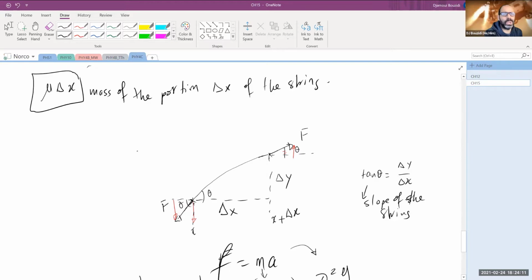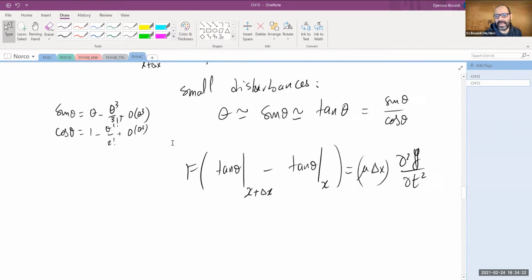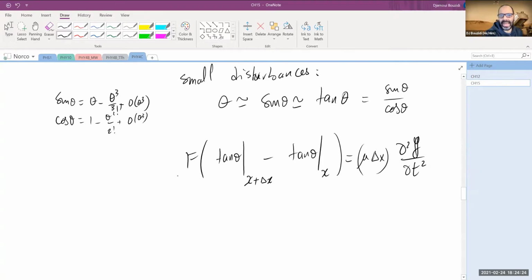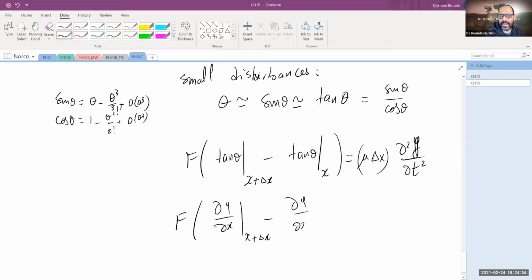And in the limit when delta x is small, delta y over delta x will reach dy with respect to x. That's all. So what I'm looking at here is F times the partial of y with respect to x evaluated at the point x plus delta x, minus the partial of y with respect to x evaluated at the point x, is equal to mu times delta x times the partial of y with respect to t.